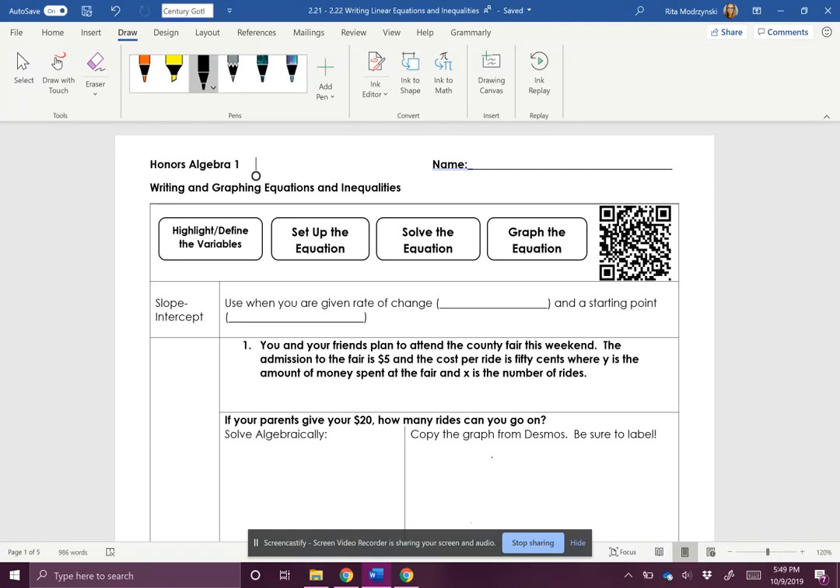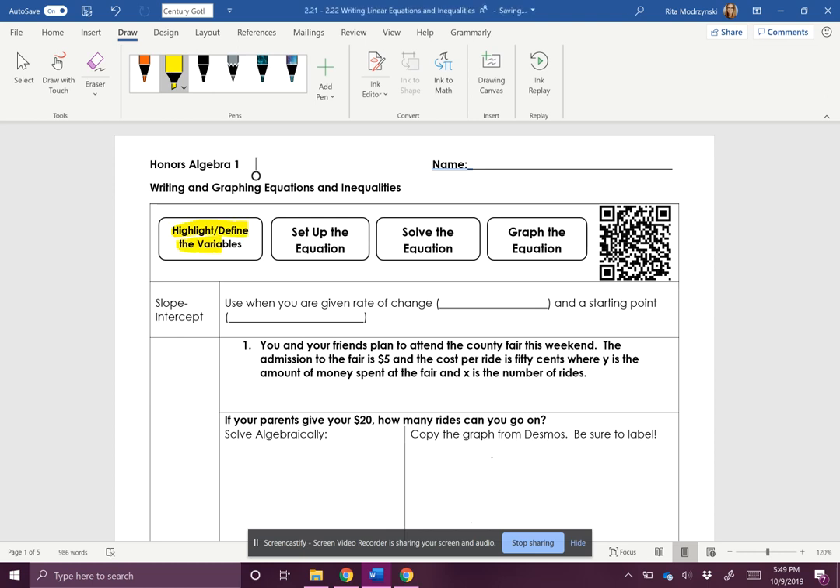This video is over writing and graphing equations and inequalities. It is a review for your test next week on either Wednesday or Thursday, whenever you choose to take it. And it really helps us make the connection between scenarios, equations, and graphs, and determining what relationships and things we can find out from those three representations.